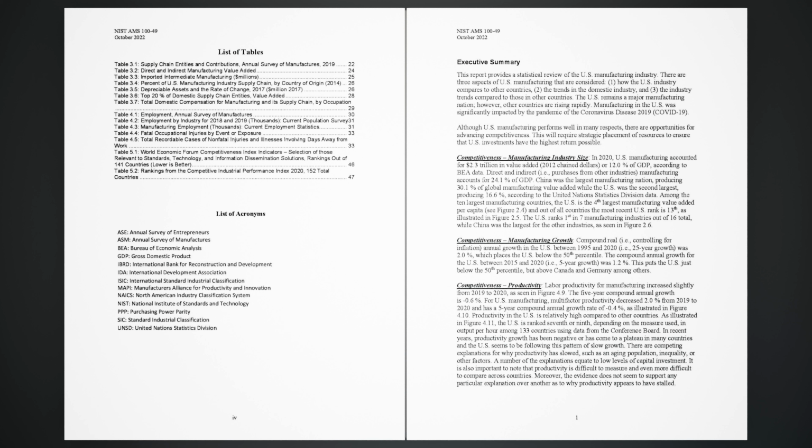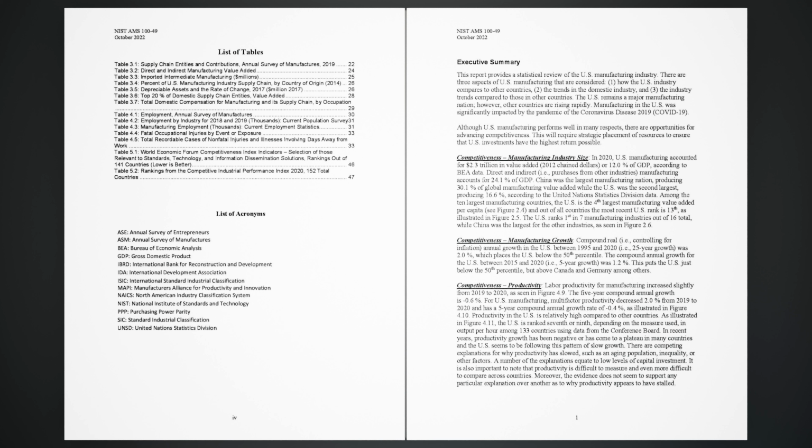Competitiveness. Manufacturing growth. Compound real, that is, controlling for inflation, annual growth in the U.S. between 1995 and 2020, that is, 25-year growth, was 2.0%, which places the U.S. below the 50th percentile. The compound annual growth for the U.S. between 2015 and 2020, that is, 5-year growth, was 1.2%. This puts the U.S. just below the 50th percentile, but above Canada and Germany among others.